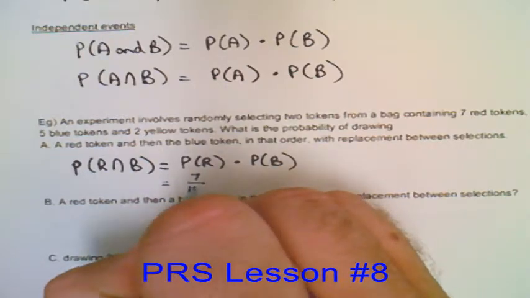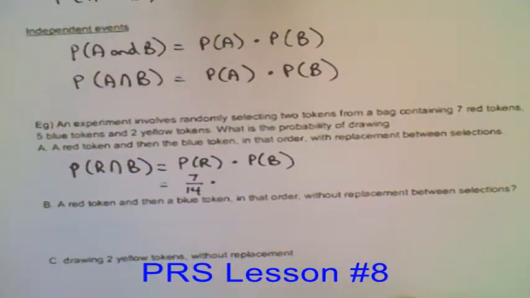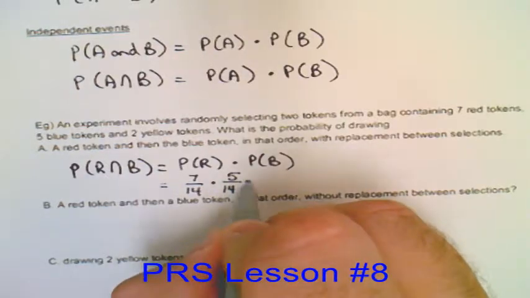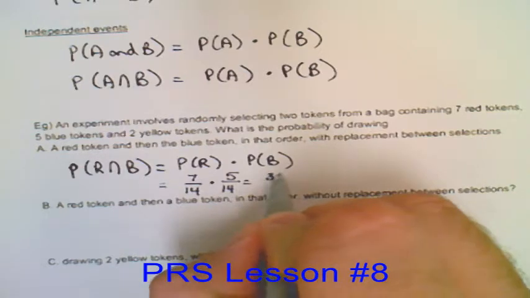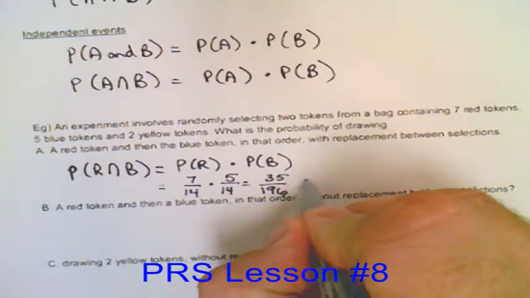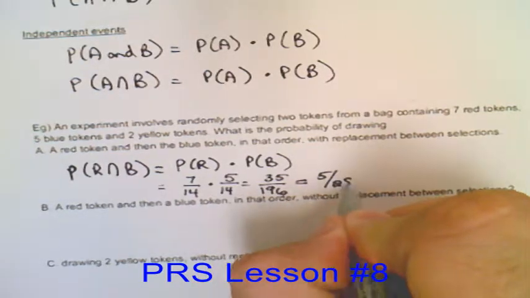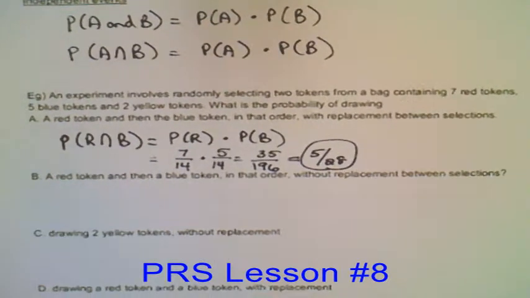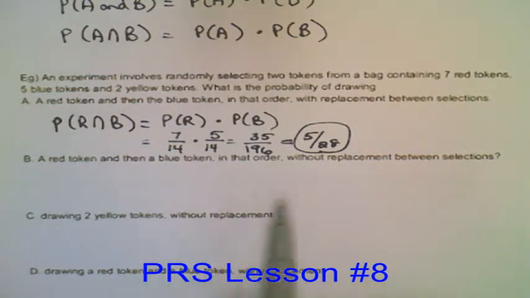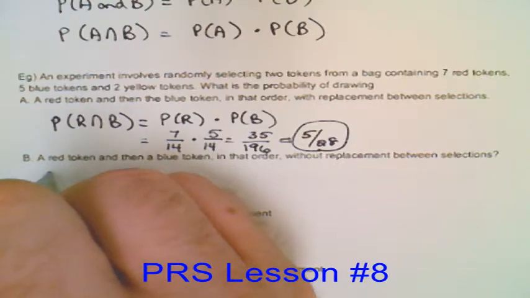So I need to know the probability of getting a red and then a blue. Since it's not dependent, it's the probability of drawing a red token times the probability of drawing a blue token. The red token, going back here, there's 7 in total out of 14. So the probability of drawing a red token is 7/14 times the blue token. There are 5 blues, and if I put it back in, I replaced it, there's 14 tokens still left over. So 7/14 times 5/14 is 35 over 196, because I'm multiplying top to top, bottom to bottom, reducing that if I can. That becomes 5 out of 28. And that's my solution. They're independent. But it came from the context.